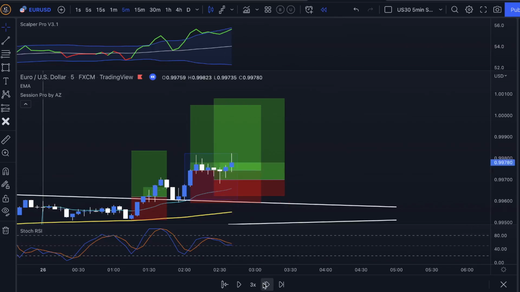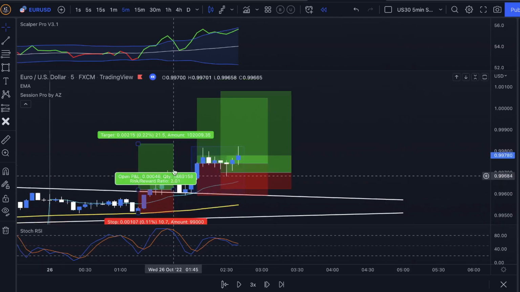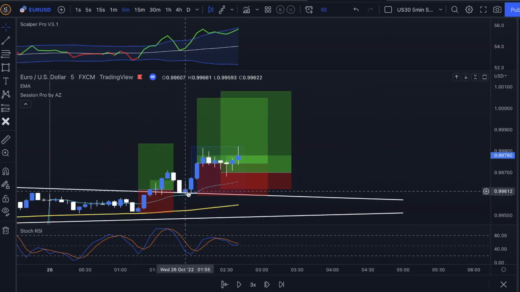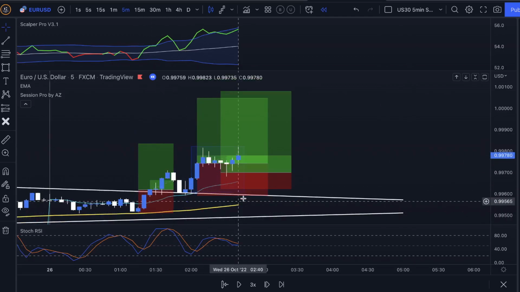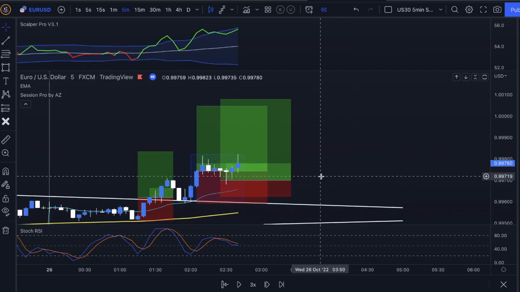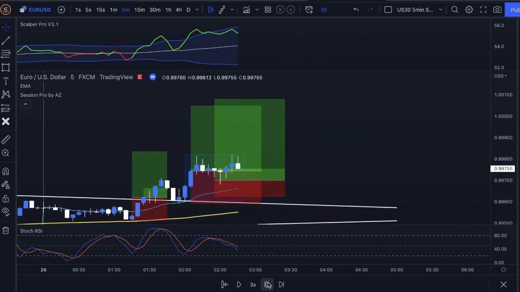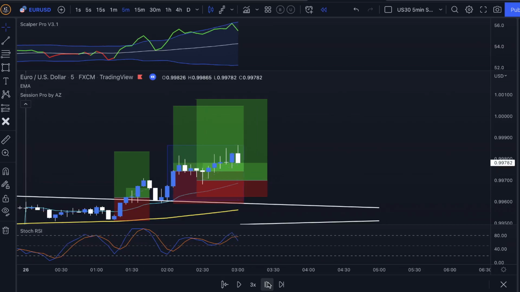All right, so that has been touched. We pulled back, so we broke out, pulled back, we broke out again, and we pulled back again. So now I was happy waiting for the next breakout, which happened shortly afterwards.